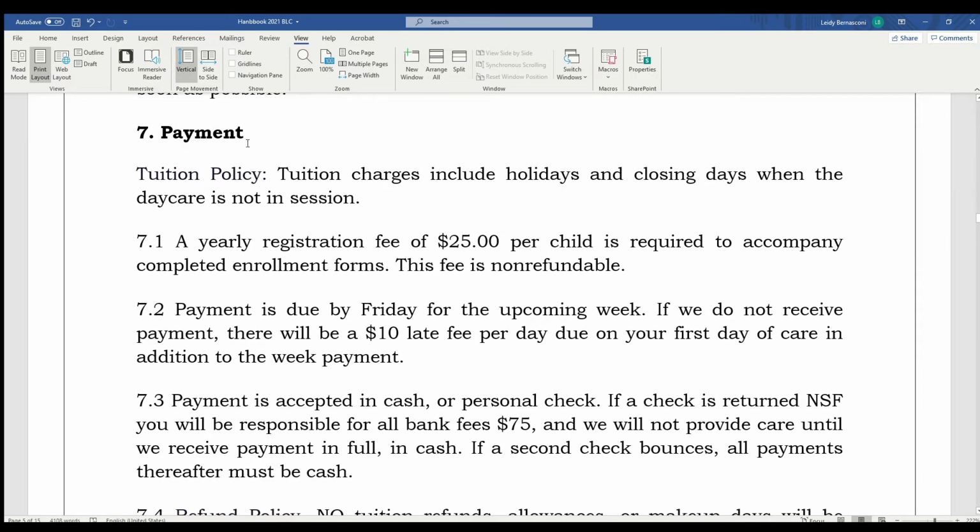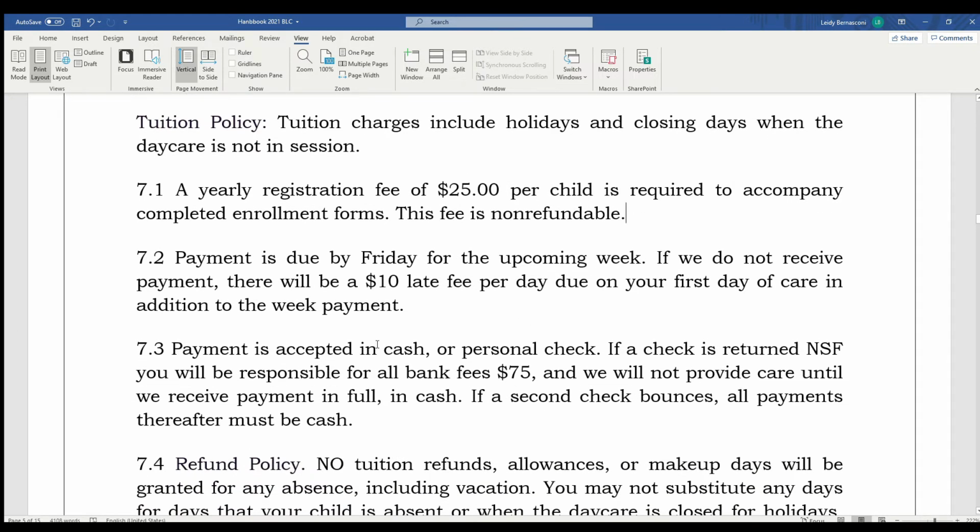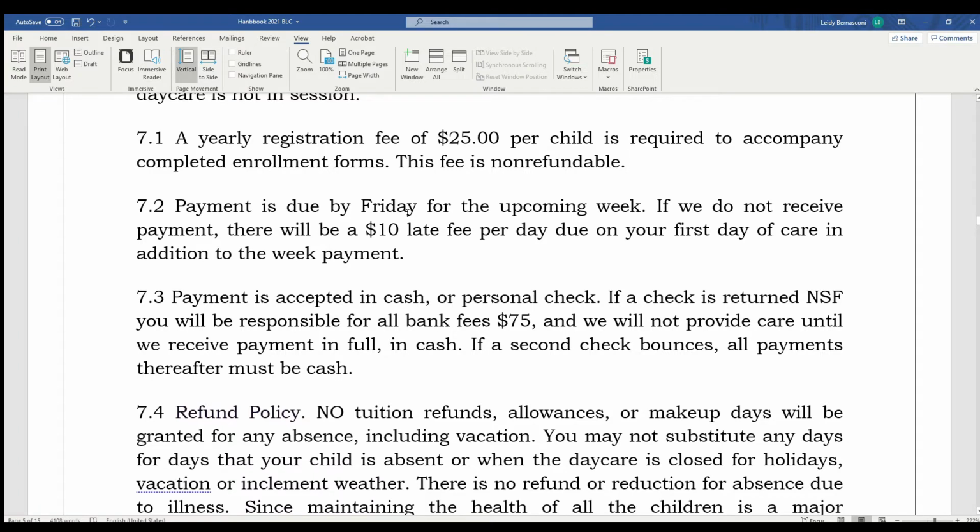Number 7 explains about payment. I always charge a registration fee of $25, and this is not refundable. I expect my payment on Friday for the oncoming week. If I don't receive the payment, there is a late fee of $10 per day. Having the payment on Friday is really important because I'm able to go and do my shopping during the weekend, so I have food and materials on Monday morning. Explain this to the parent.